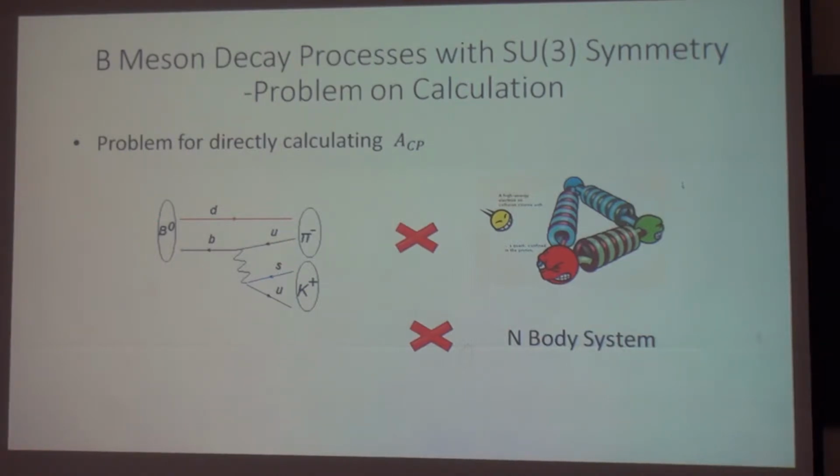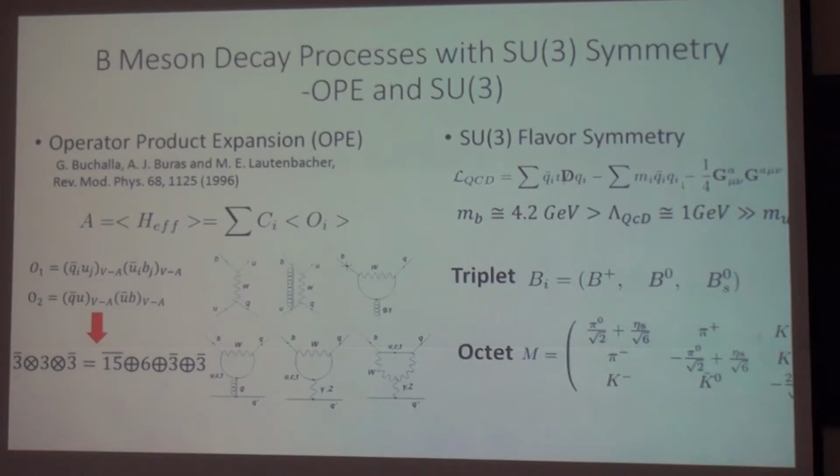And we can say that these two problems are the dynamical problem, because we don't know how to calculate the dynamical properties in mesons, no matter the B mesons or the pi or K. So we need to use another method. We need two theoretical tools. The first is OPE and the second is SU(3) flavor symmetry. I will first talk about the SU(3) flavor symmetry.